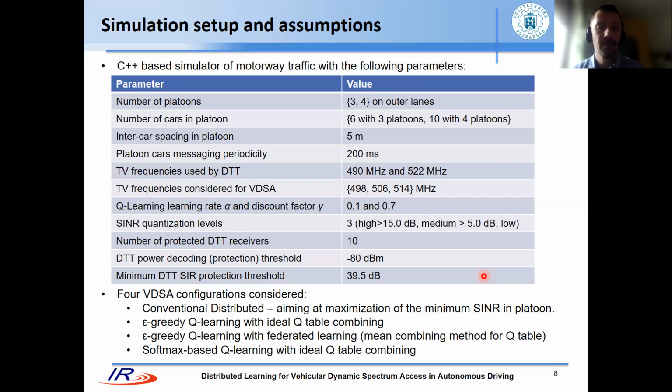And we consider 4 different VDSA configurations. So as a benchmark, the conventional distributed approach, which uses the maximization of the minimum SINR in the platoon. We have 2 configurations of epsilon-greedy Q-learning, one with ideal Q-table combining, so this is like the perfect combining case, and the other one with federated learning, where each platoon reports at the end of the simulation run its learned Q-table to a central entity, and then we have the mean combining of the Q-tables for all the platoons considered, and then we use it for another simulation. And the last option is the softmax-based Q-learning, also with ideal Q-table combining.